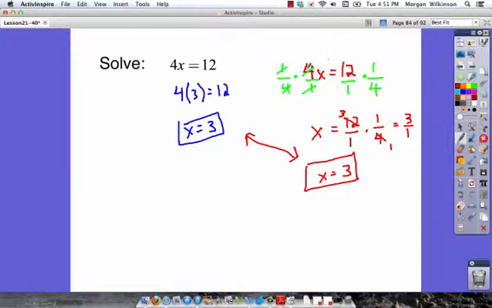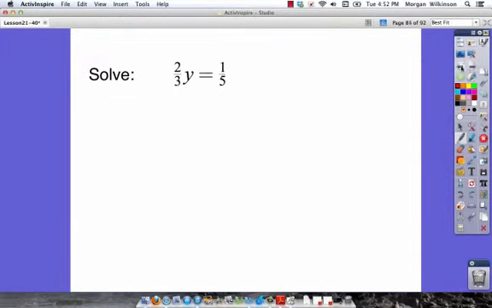Okay, different method. This first method with mental multiplication is great for an easy problem with whole number answers like this, but our second method, using the reciprocal in order to help us solve, is great when we have more advanced problems, especially when we get fraction or decimal answers. Let's move on to our next slide.